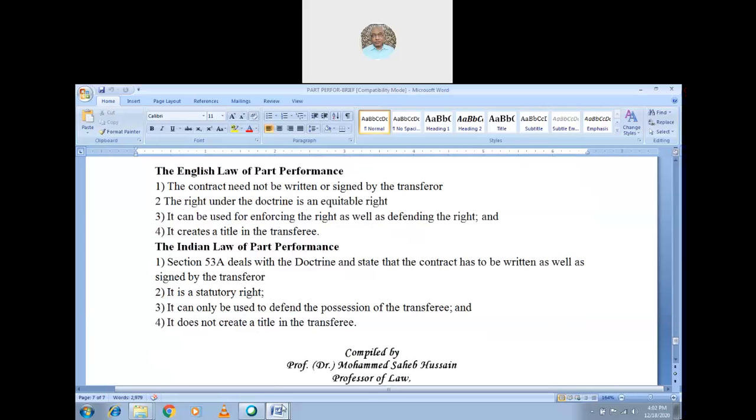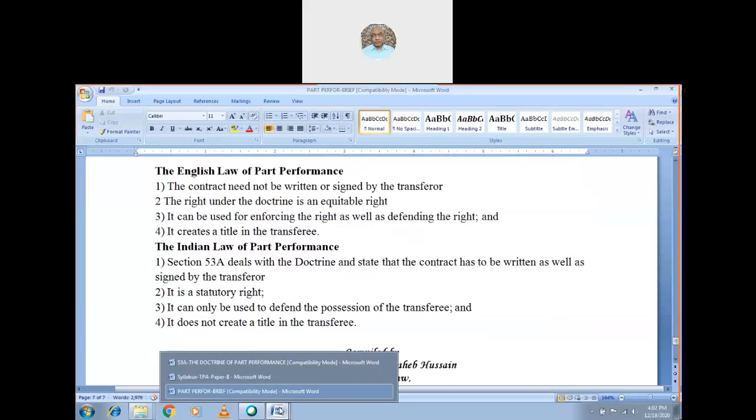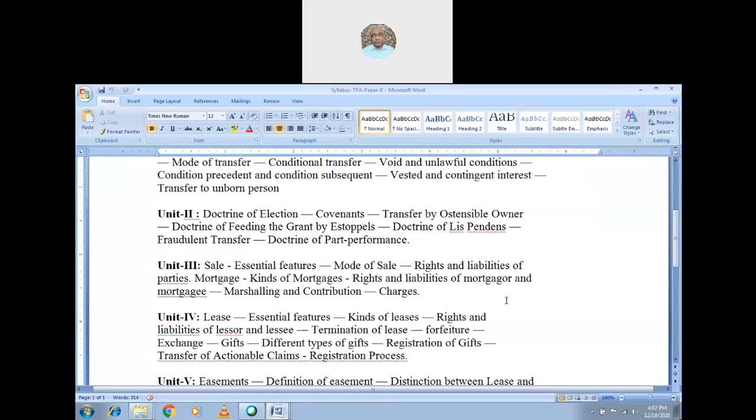With this, I think I have successfully completed the doctrine of part performance, that is Section 53A. That means we have completed unit 1 and unit 2.